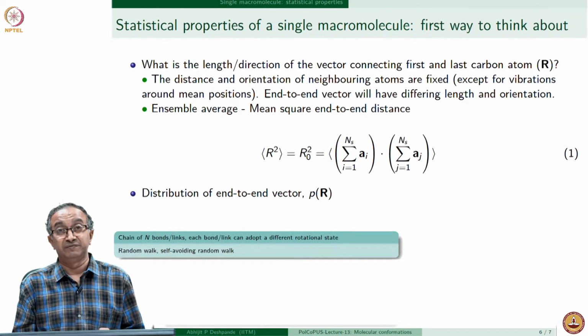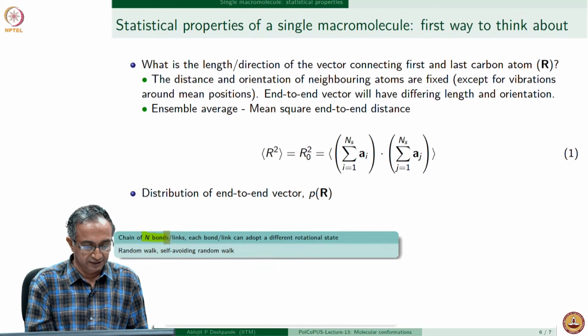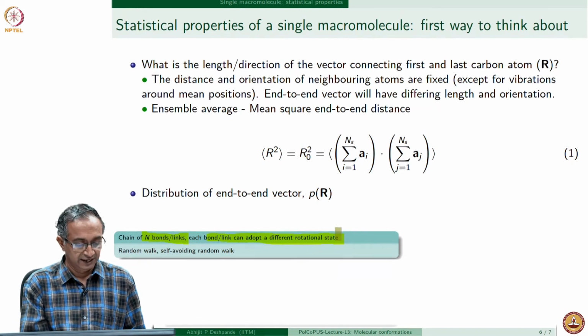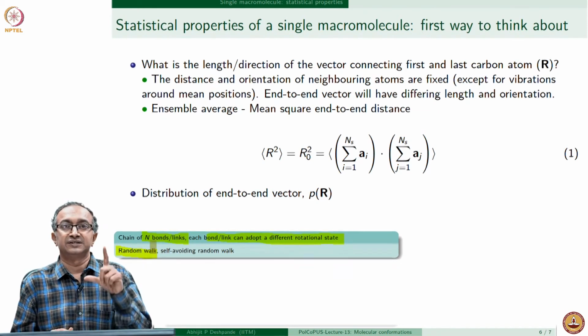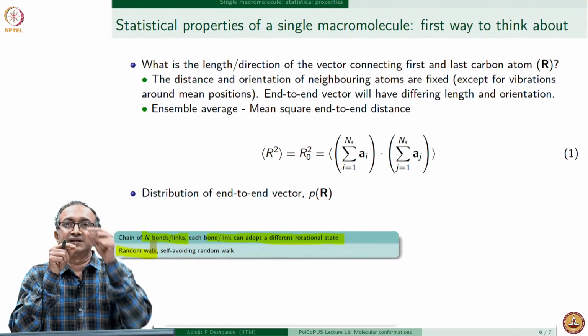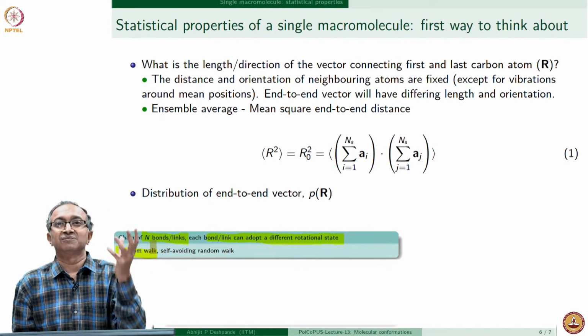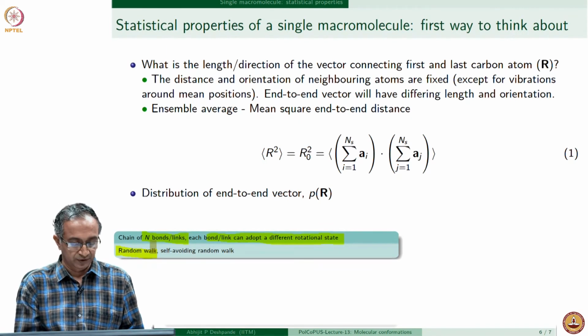So effectively what we have is a polymer chain with n bonds and links, and each bond can adopt different rotational states, which is equivalent to doing a random walk. So it's like first step, then second step, then third step, fourth step. Therefore it's like a random walk in 3 dimensions, and this is the fundamental model theory based on which we get properties of polymers.